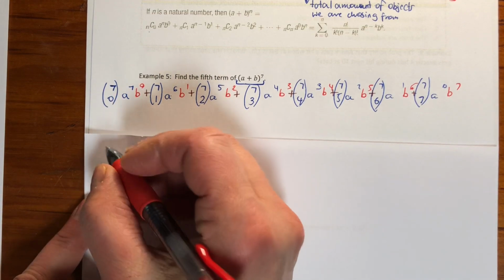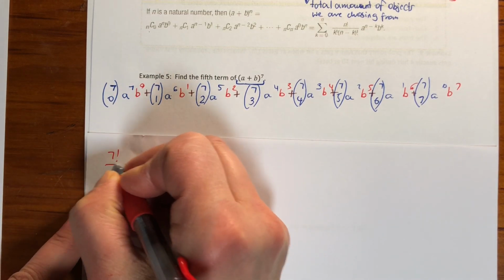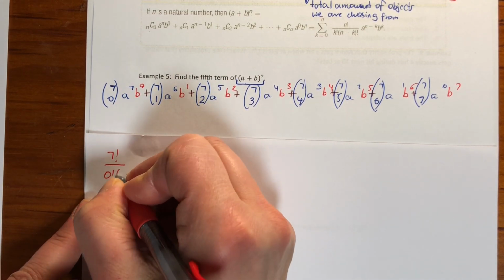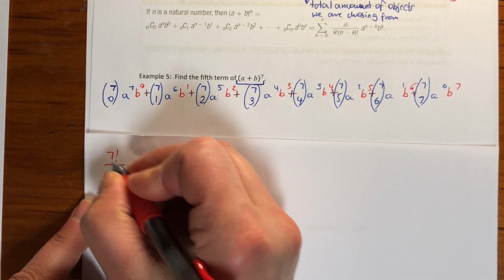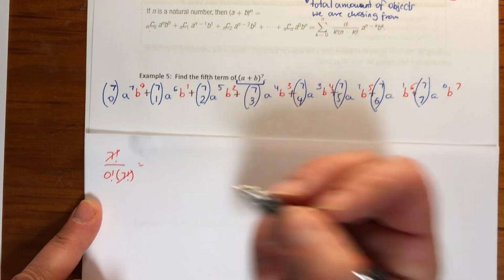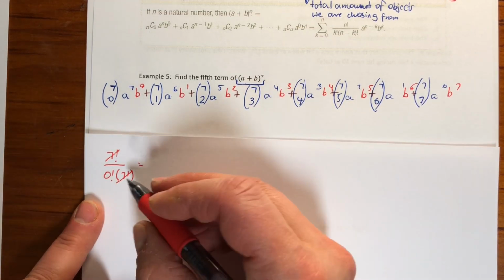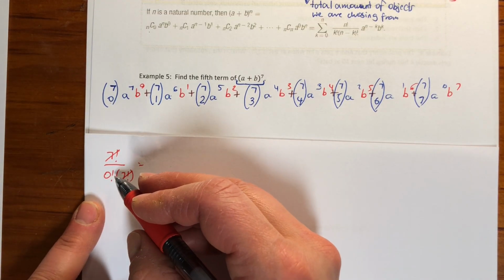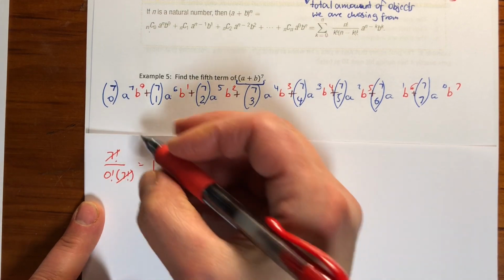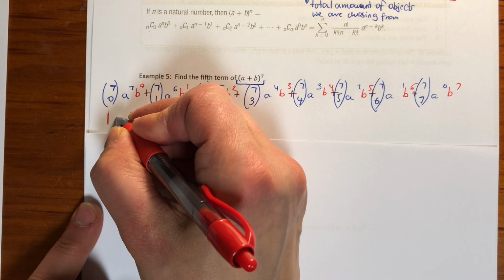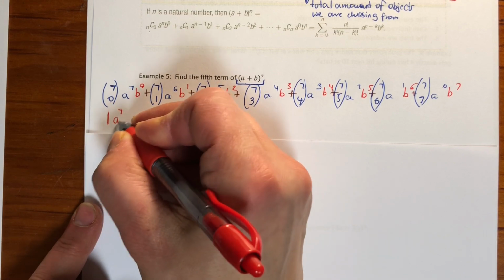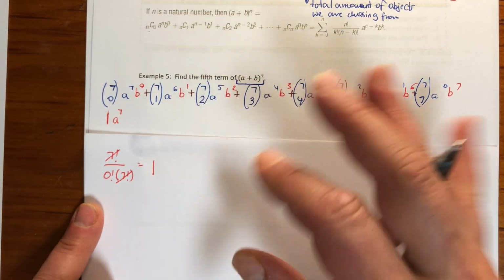So this is equivalent to 7 factorial over 0 factorial, and then 7 minus 0, which is 7 factorial. Those cancel out. 0 factorial. I hope you remember that 0 factorial is equivalent to 1. So this is equivalent to 1, and this is exactly what I was saying. This is equal to 1. Think of the Pascal's triangle. a to the 7, b to the 0 is 1.